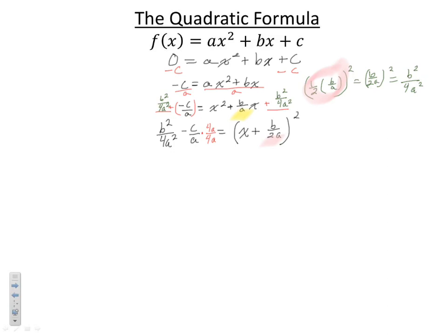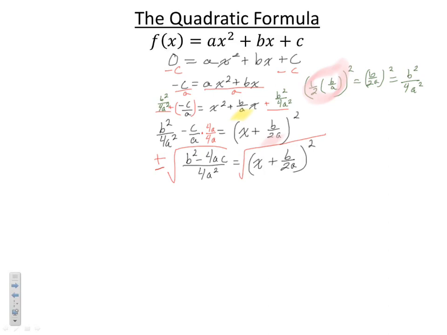So I end up with b squared minus 4ac all over 4a squared equals x plus b over 2a squared. Now remember, we're solving for x. Remember from the square root method? So now I want to take the square root of both sides. So I'm going to square root that. And remember, when we take the square root, it's always plus or minus. Okay?